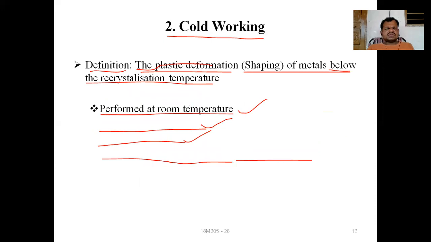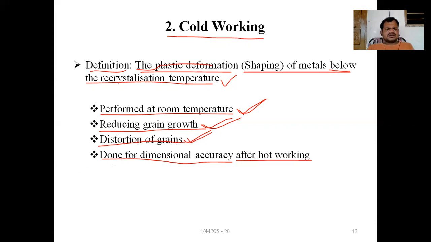Cold working process, a definition: the plastic deformation. It means shaping of metals below the recrystallization temperature, performed at room temperature, reducing grain growth, distortion of grains, and done for dimensional accuracy after the hot working process.